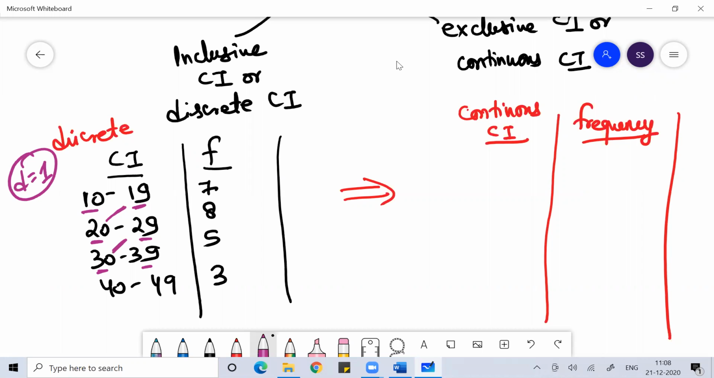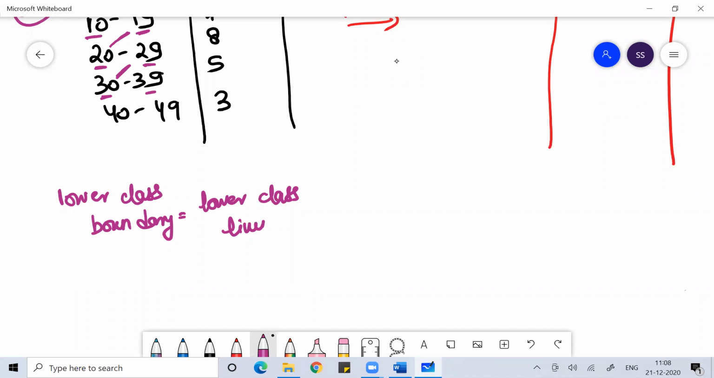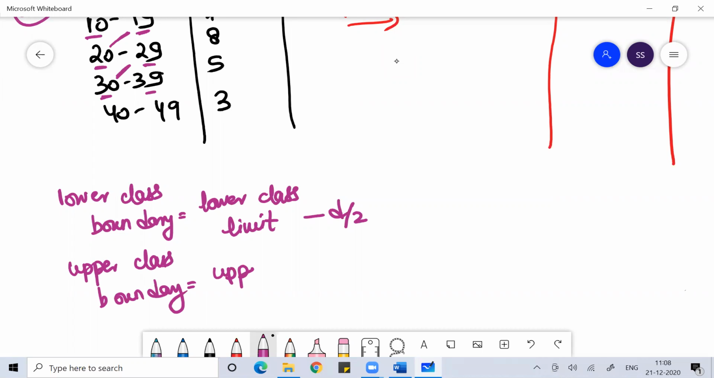So if the difference is one, you need to convert these class limits into class boundaries. What formula do we follow to convert class limit into class boundary? We apply the formula: lower class boundary is equal to lower class limit minus d by 2, and upper class boundary is equal to upper class limit plus d by 2.